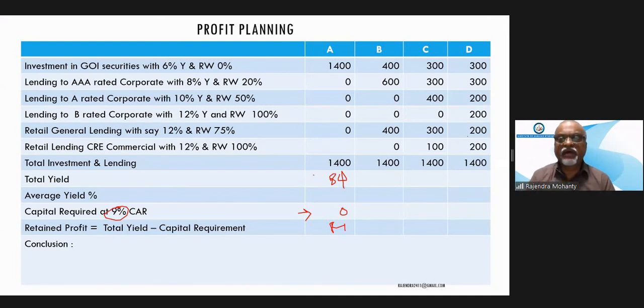For the first one, for A, B, C, D, it is government security, so 0 is the capital. Now you have to calculate for 600 and 400. 37.8. Okay, fine. Write it down. 37.8 is the capital and 120 is the earning. So what is the retained profit? 82.2. Fine. Do the third one.